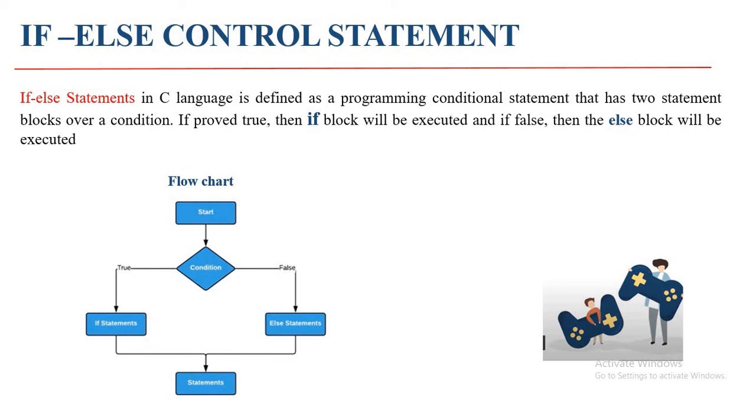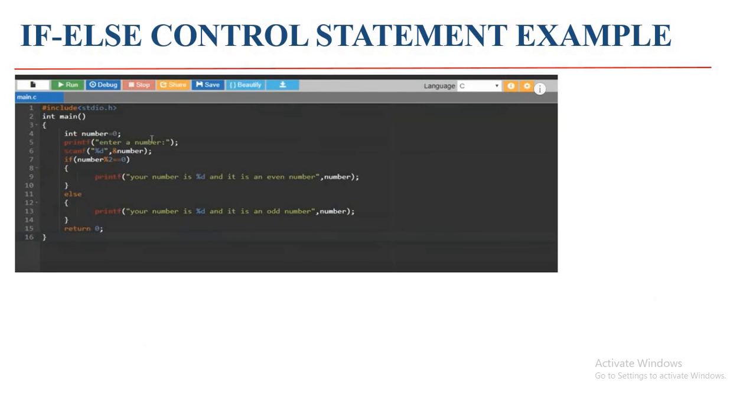You can see the flow chart that is going to start. We have a condition. In this condition, we have a true statement and a false statement. If the condition is true, whatever statement we gave inside the if block is going to be executed. If it is false, then the false statement is going to be executed. So here we have the if else statements. So we go for the program. So what is the program?